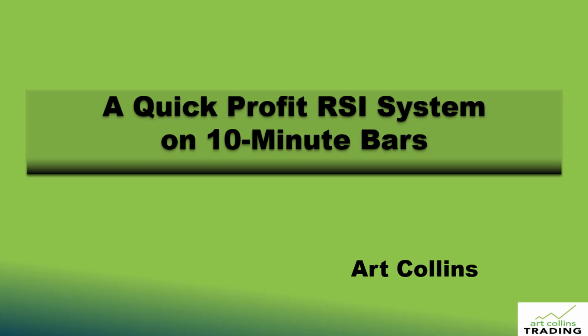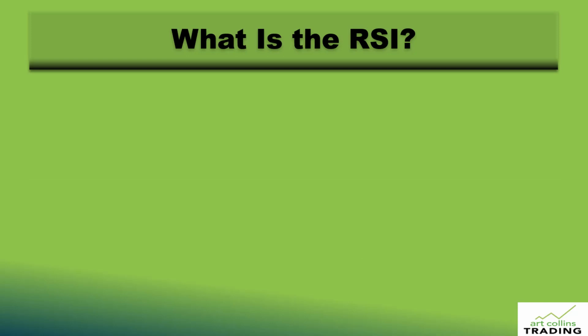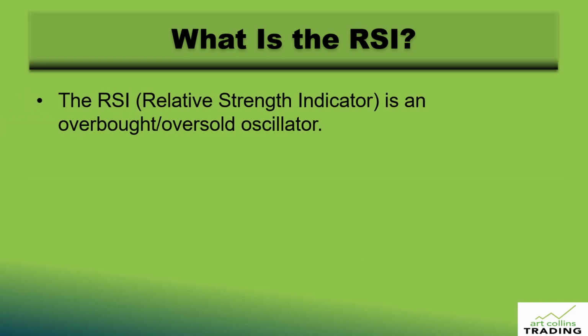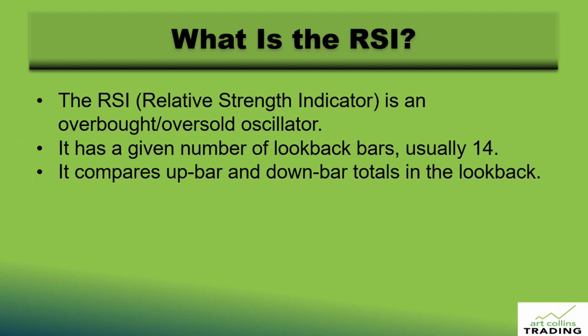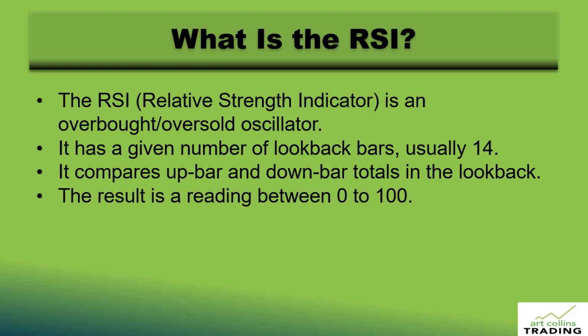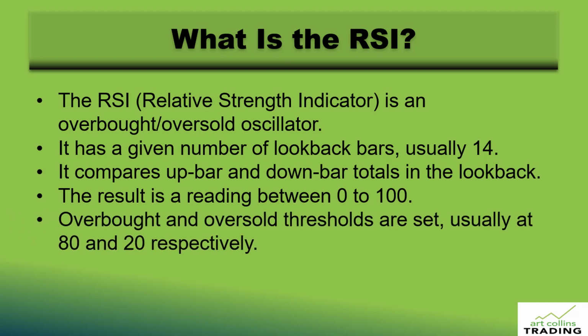I've given you an RSI system on daily bars. Now I'm going to look at one in 10-minute bars. Just to briefly review, RSI, it's a relative strength indicator measuring overbought, oversold conditions. It has a given number of look-back bars, usually 14, compares up bar and down bar totals in the look-back, gives you a reading between 0 and 100, and sets overbought and oversold thresholds accordingly, usually at 80 and 20.